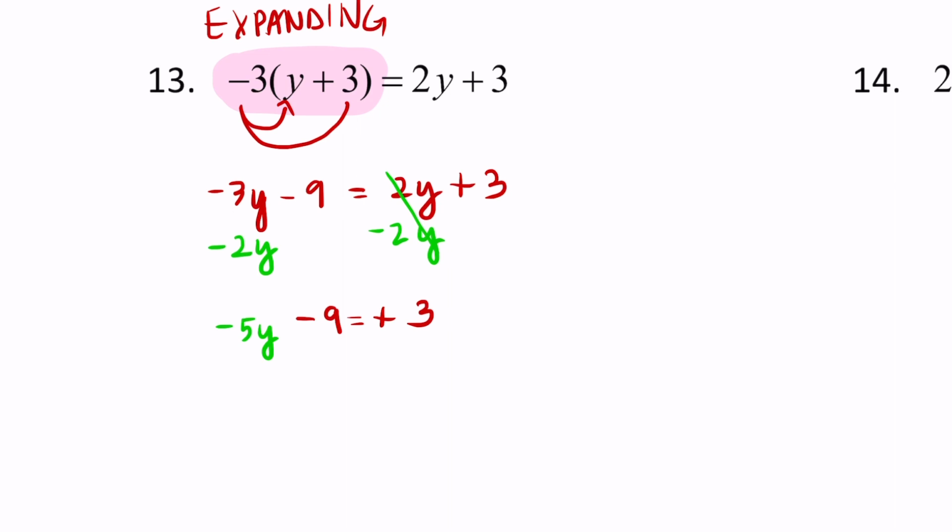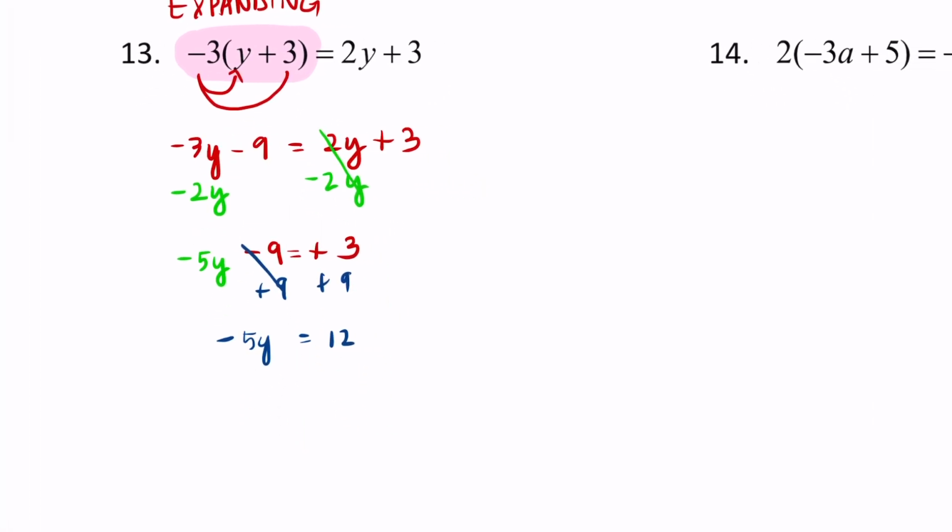Now, what do I do next? I transfer the negative 9 to the other side, okay? So let's do that. Plus 9, plus 9. So you're left with negative 5y, and this cancels out, equals 12. So what do I do with the coefficient? Okay, you need y to be by itself. So all you need to do is to divide by negative 5, negative 5. So you are left with y is equal to negative 12 over 5.